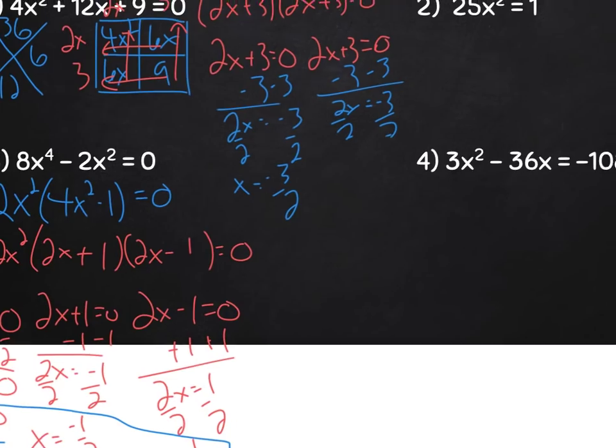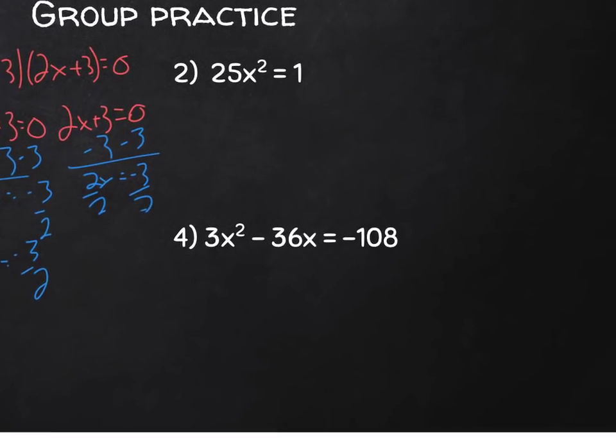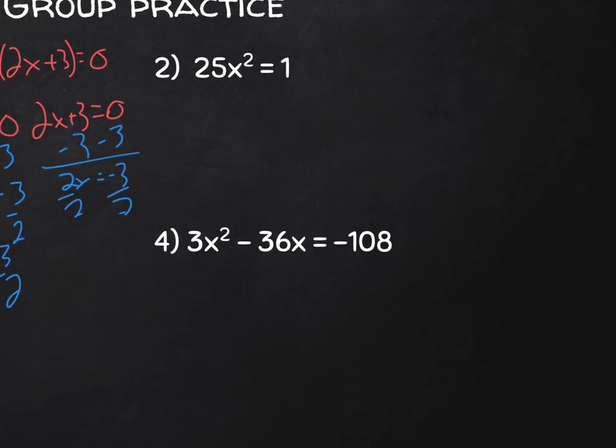Alright, so moving on to number 2 and 4 over here. So number 2 is not set equal to 0, so I'm going to subtract the 1 to get it set equal to 0 first. And then there is no GCF. There's 2 terms, so we look for a difference. There is. We look for our 2 squares.